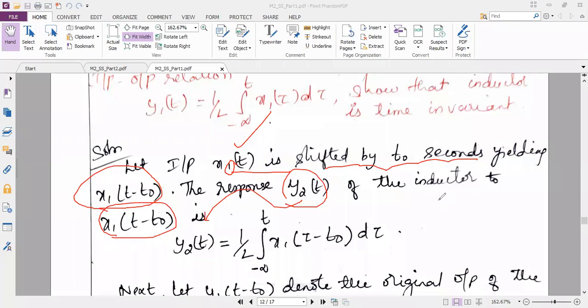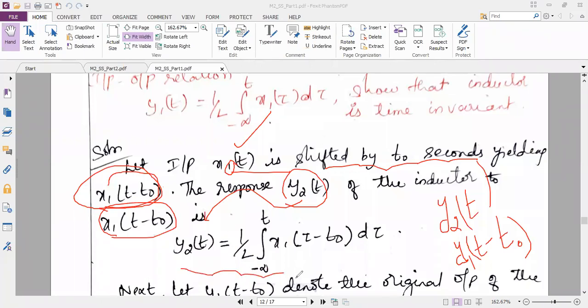So if they ask a time invariance problem, we need to find y2 of t separately and y1 of t minus t naught separately. To calculate y2 of t, the assumption we have to make is that the input is delayed. If the input is delayed, then the output to this delayed input is given by.